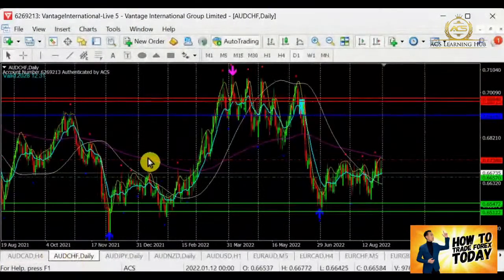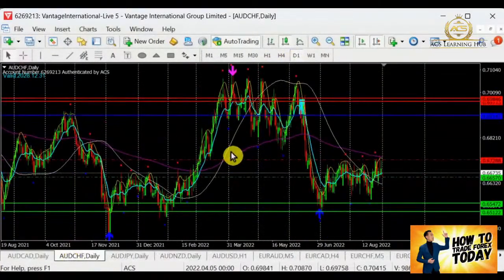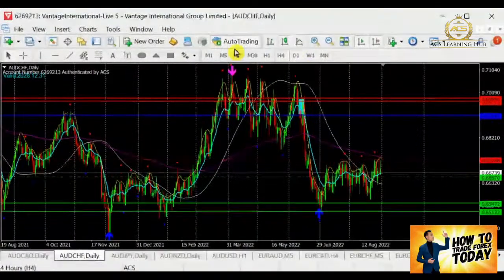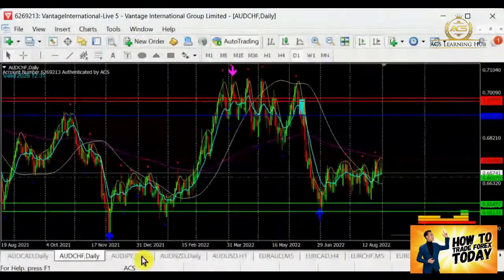How about Aussie franc? Let's take a look at Aussie franc. We are also escalating as a bull here. So currently, today I will be looking out for buying rather than selling. I'm not going to touch this as well.